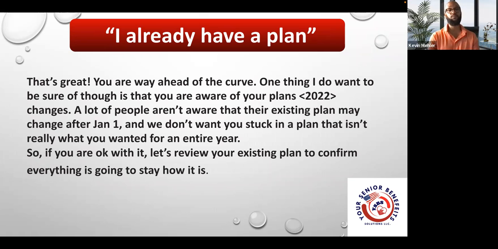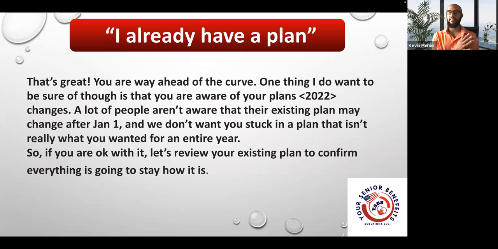One thing I do want to be sure of is that you are aware that towards the end of 2022, it will then be 2023, and that you're aware of the plan changes. A lot of people aren't aware that their existing plans may change after January 1st. And we don't want you to be stuck in a plan that isn't really what you wanted in the first place, okay? So if you're okay with it, let's go ahead and review your existing plan just to confirm that everything else is going to stay the same.